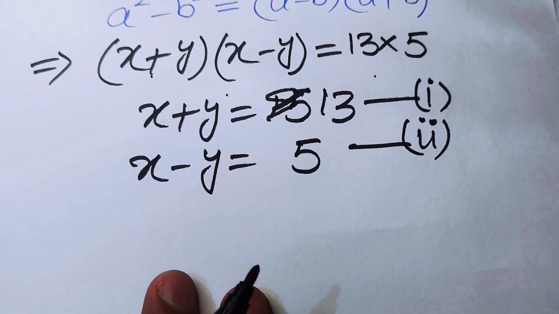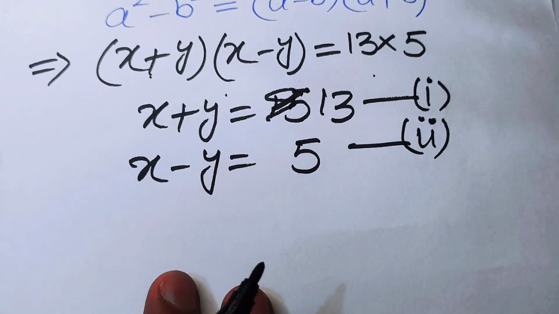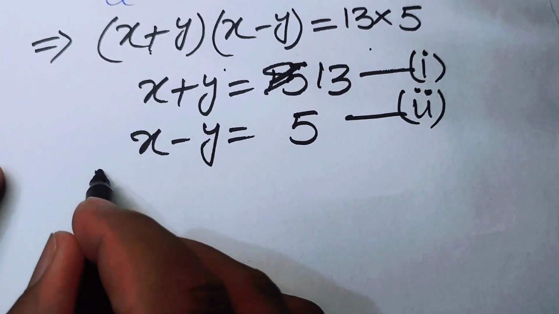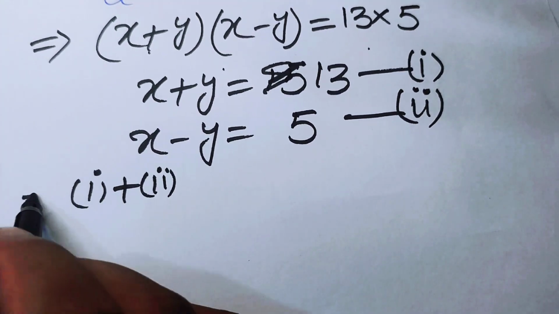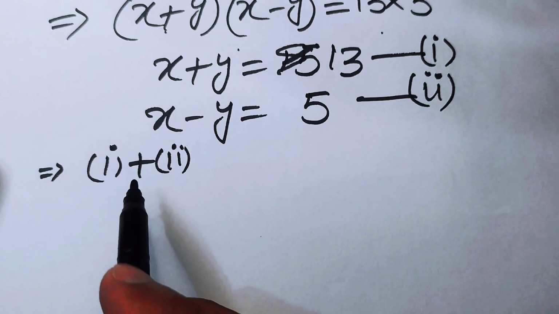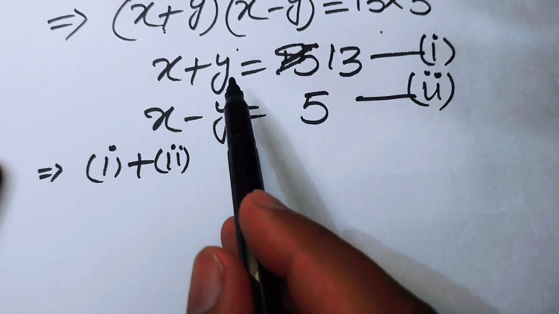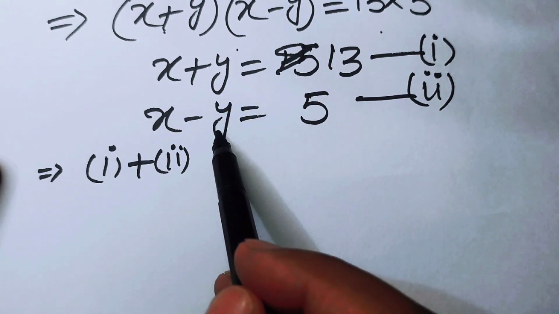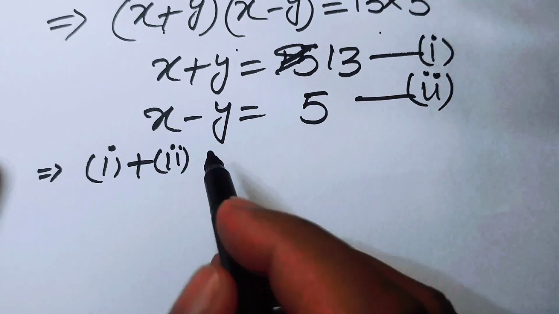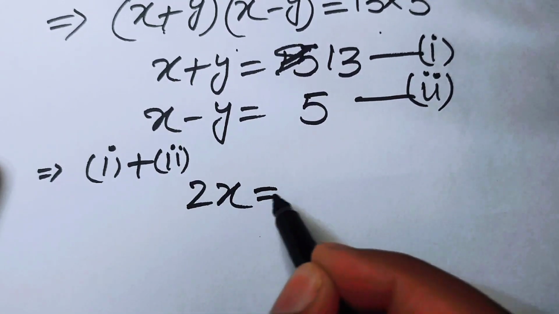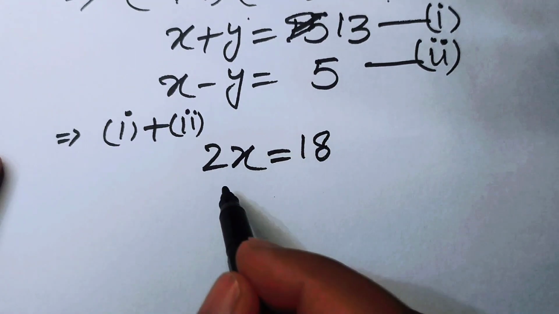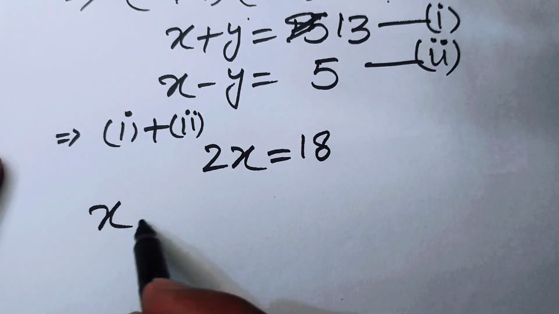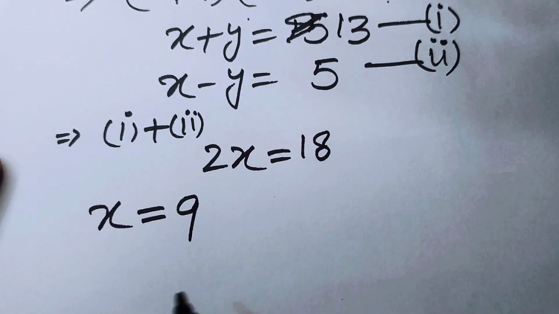After that we will find the value of x and y by solving these two linear equations. First I will add equation number 1 and equation number 2. After adding these two equations, you can see the positive y and negative y are gone, and x plus x becomes 2x is equal to 13 plus 5 is equal to 18, and here you get the value of x is 9.